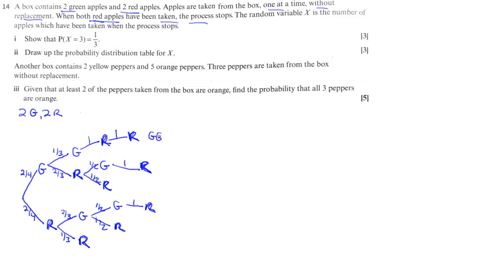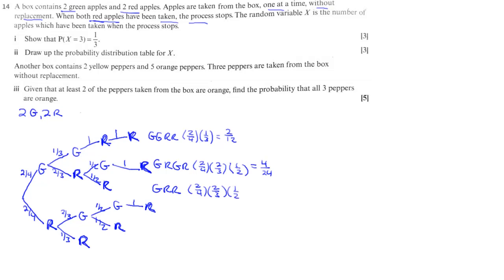So let's map this out. This is green, green, red, red. And the probability of that happening is 2/4 times 1/3 times 1 times 1, which we could leave out. And so that's going to give us a probability of 2/12. And then our next one is going to be green, red, where the probability is going to be 2/4 times 2/3 times 1/2 times 1, which is going to give us 4/24. And then this one here, that's a green and a red, and that's going to be 2/4 times 2/3 times 1/2, which is going to give us 4/24.